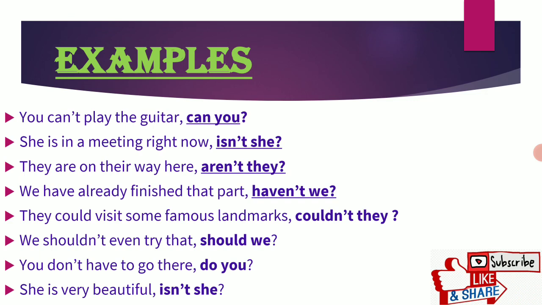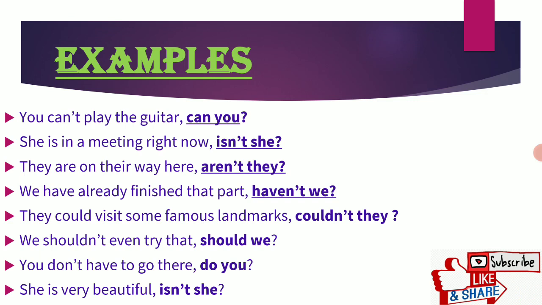So the very first sentence, you can't play the guitar. So which is the auxiliary verb here? Yes, very good. It is can't. But can you see that it is a negative word over there? So yes, as we said before, negative sentence, positive tag. Positive sentence, negative tag. So that is the rule of question tags.